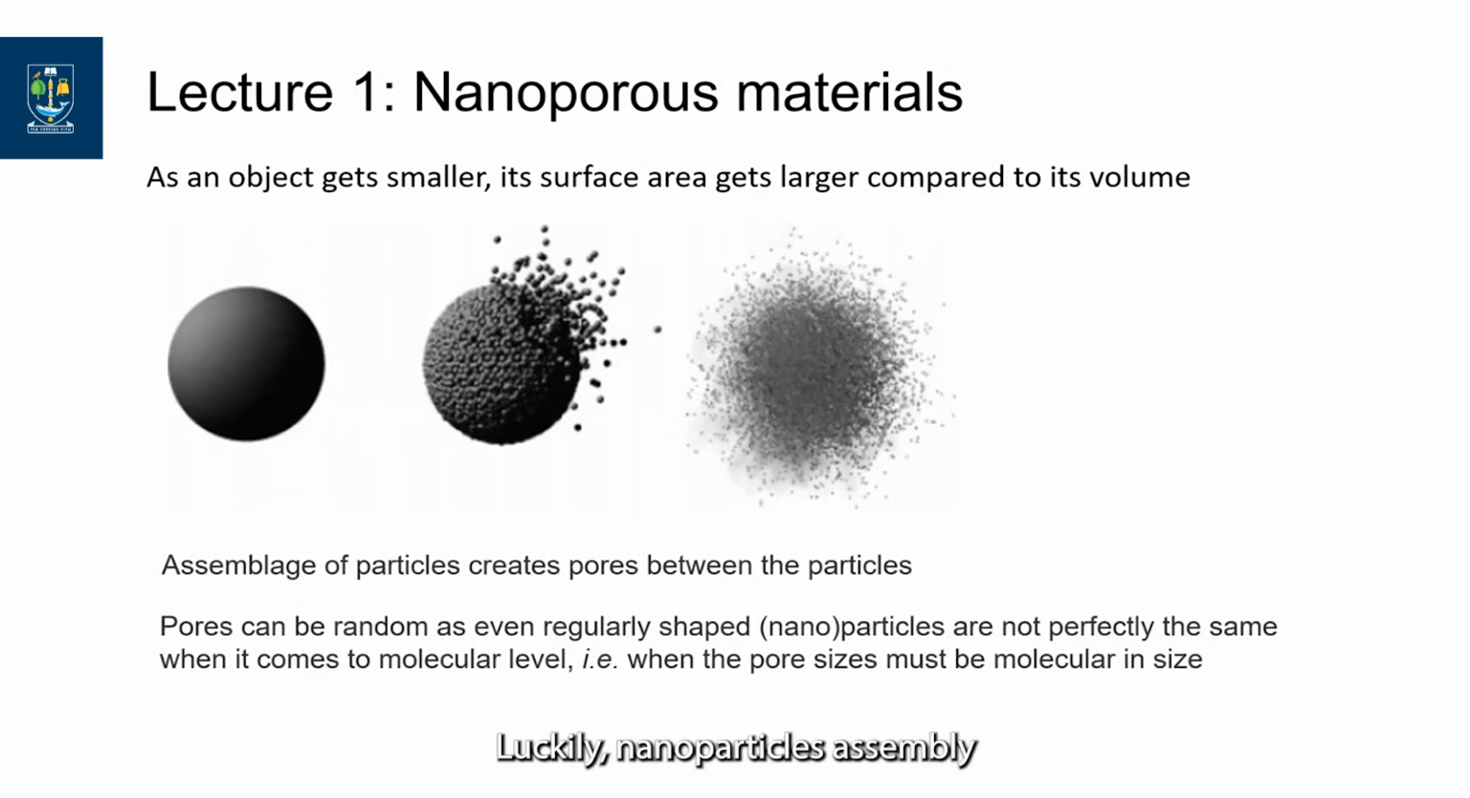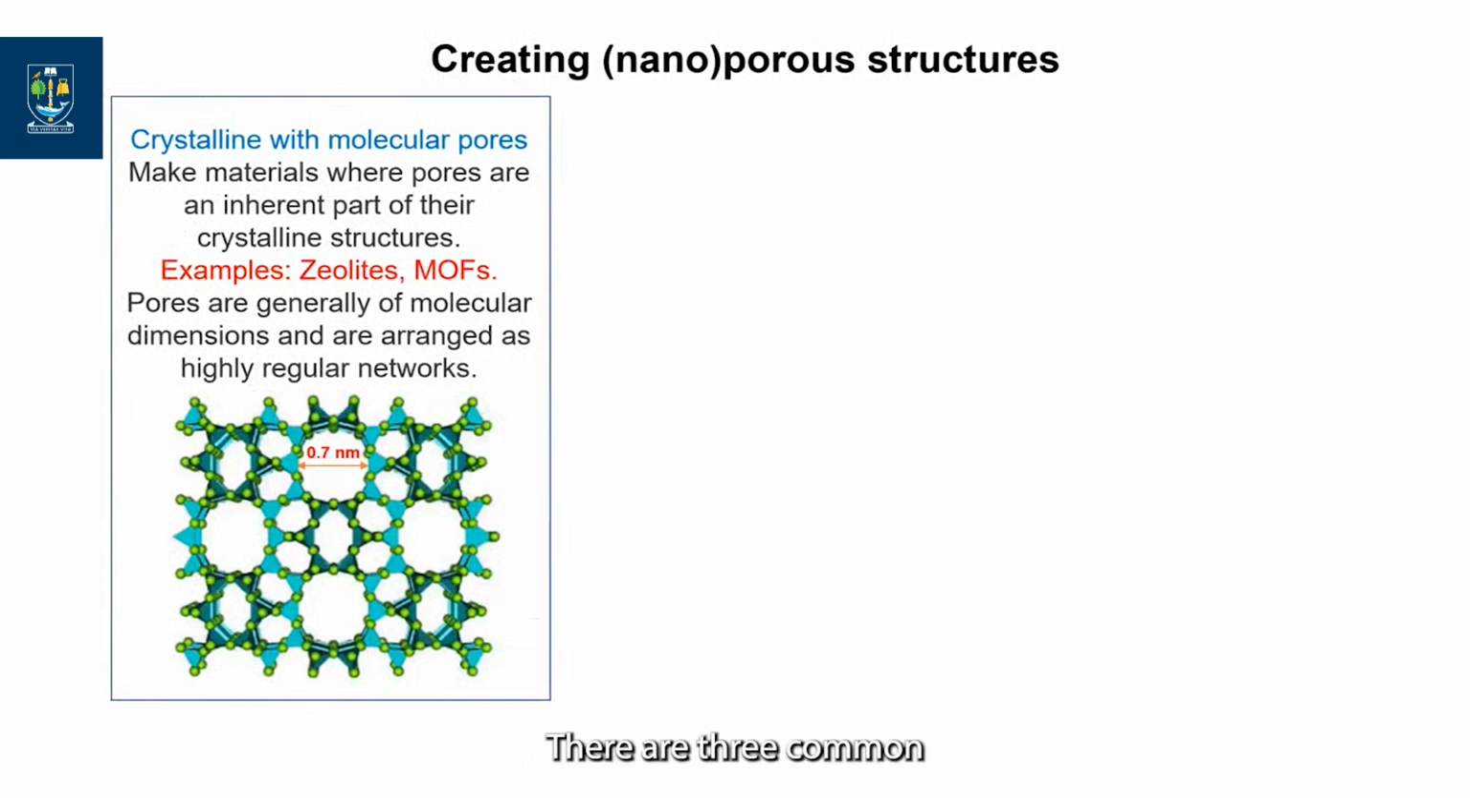Luckily, nanoparticle assembly is not the only way of creating nanopores. Let's have a look at other ways of making nanoporous materials. There are 3 common ways of creating nanoporous materials. First, there's a natural phenomenon for some materials to have pores of molecular dimensions. We say that the pores have molecular dimensions if they are close to the size of common molecules.